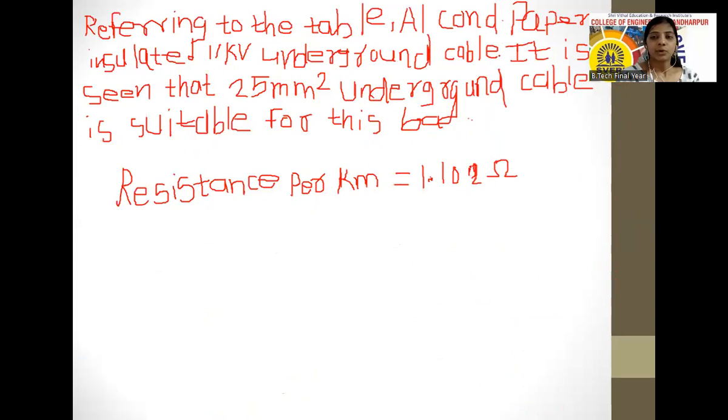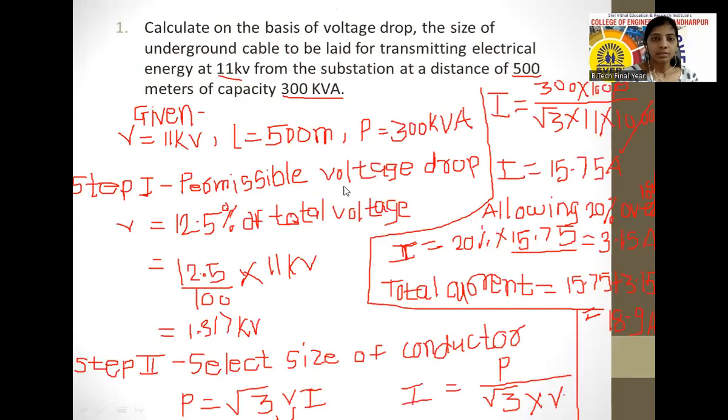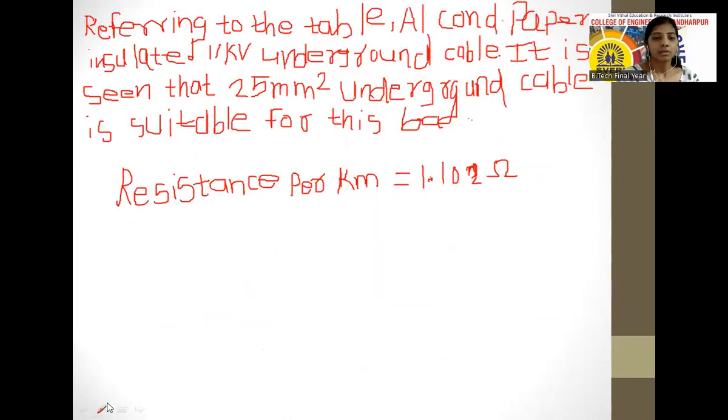Is it correct? Okay. Then next, we know the distance. How much is the distance or length? 500 meter. Now we have to calculate the resistance for 500-meter distance.